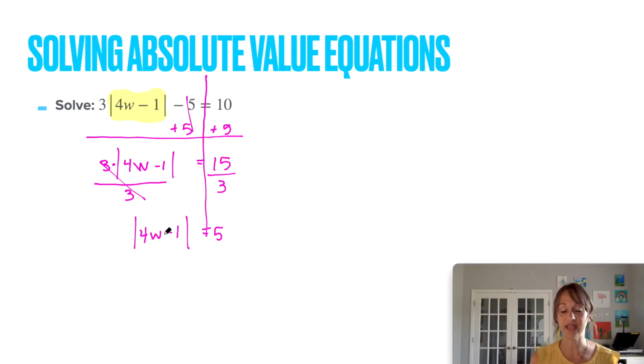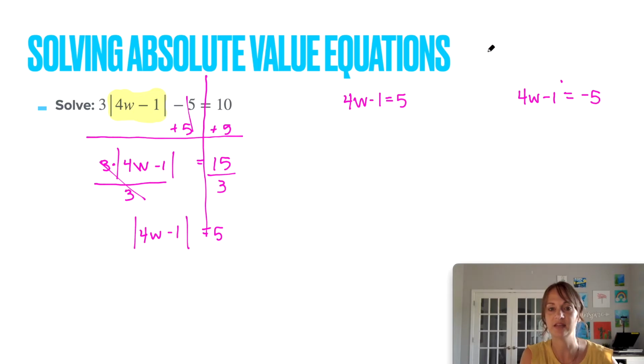Now that we have the absolute value isolated, now we can split. So we will have 4w minus 1 equals 5, and then we will have 4w minus 1 equals negative 5. Okay, now we're going to solve.